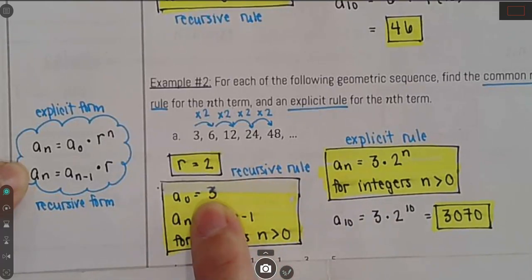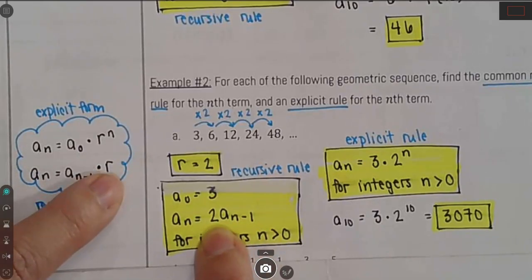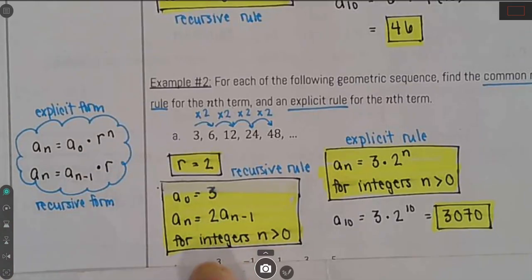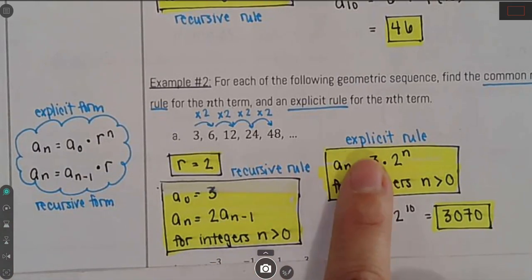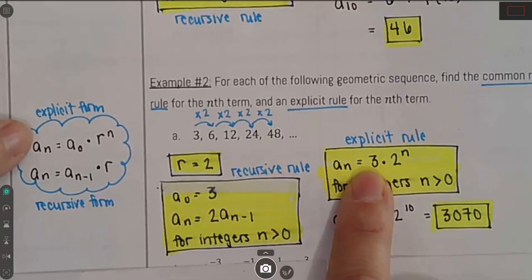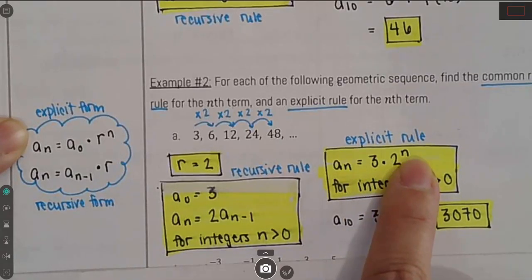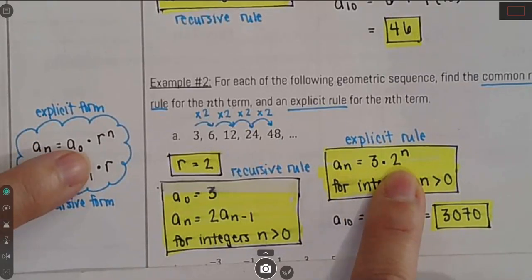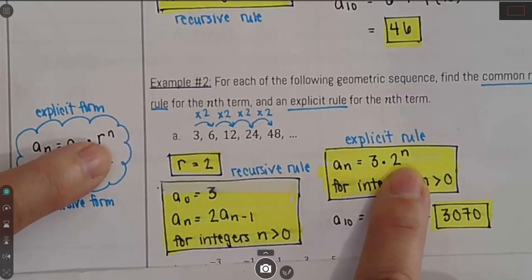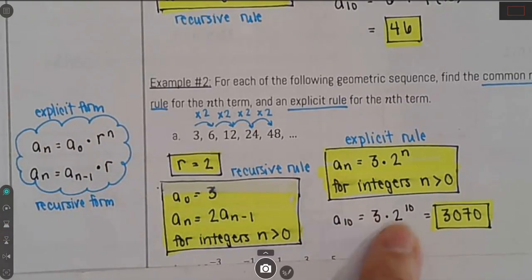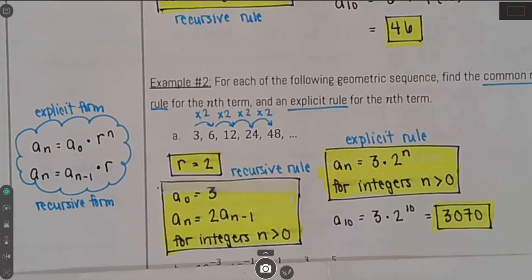So the initial term is 3, a sub n is 2 times a sub n minus 1. And notice that because it's multiplying, the coefficient goes out in front. This is the recursive rule. The explicit rule: a sub n equals 3 times 2 to the n power, because 3 is the initial term and the common ratio is 2. If you plug in 10, you get 3070.